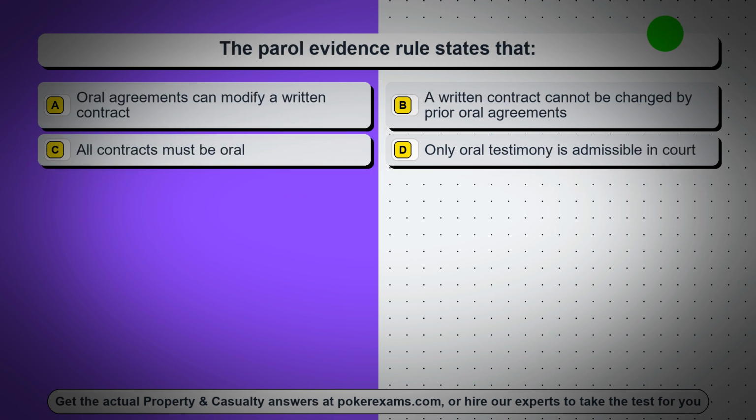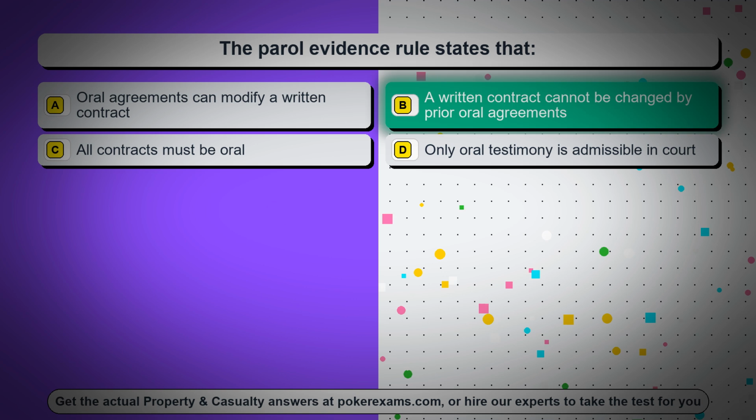Question 13. The parole evidence rule states that: Option A, oral agreements can modify a written contract. Option B, a written contract cannot be changed by prior oral agreements. Option C, all contracts must be oral. Option D, only oral testimony is admissible in court. The correct answer is Option B, a written contract cannot be changed by prior oral agreements.